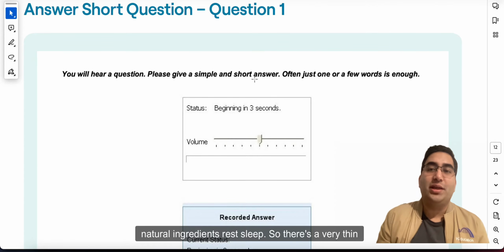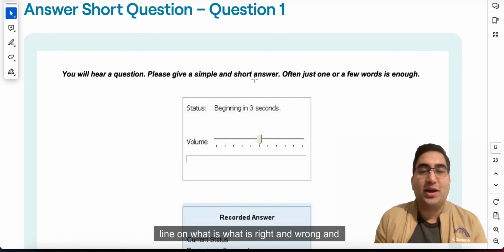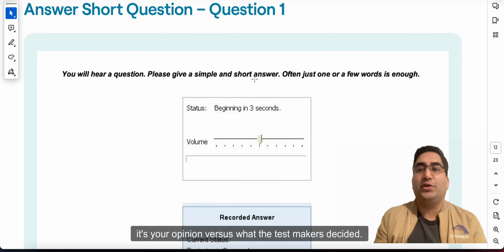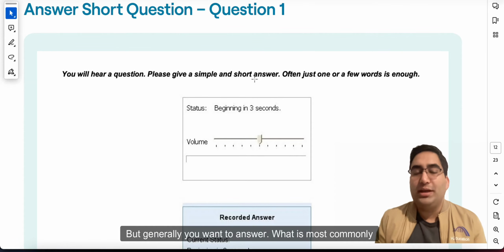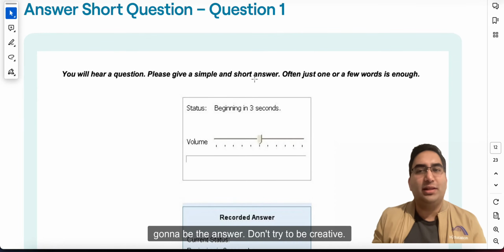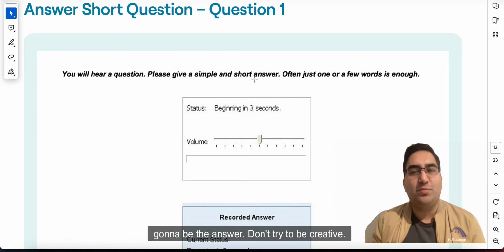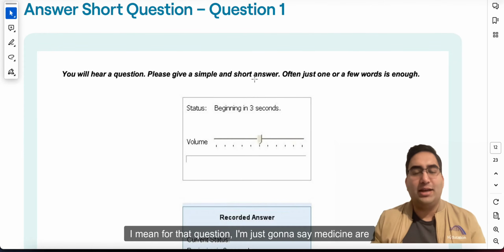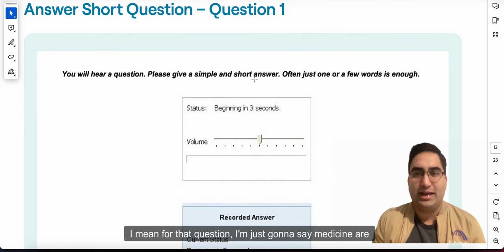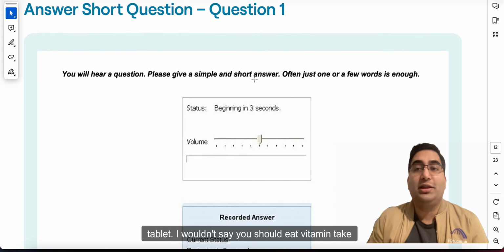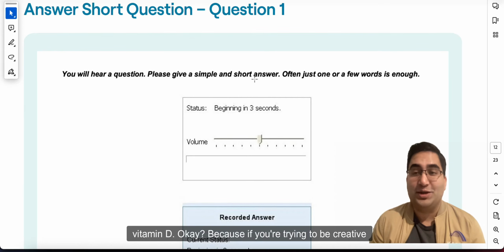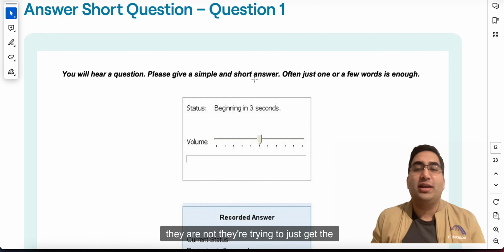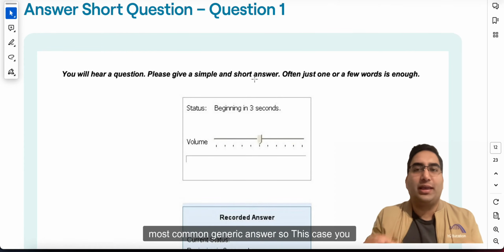So there is a very thin line on what is right and wrong, and it's your opinion versus what the test makers decided. But generally, you want to answer what is most commonly going to be the answer. Don't try to be creative. I mean, for that question, I'm just going to say medicine or tablet. I wouldn't say you should take vitamin D, okay? Because if you're trying to be creative, they are not. They're trying to just get the most common generic answer.